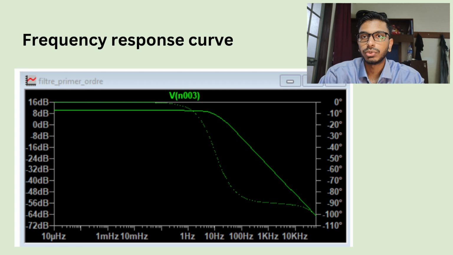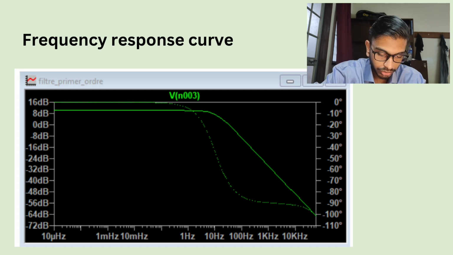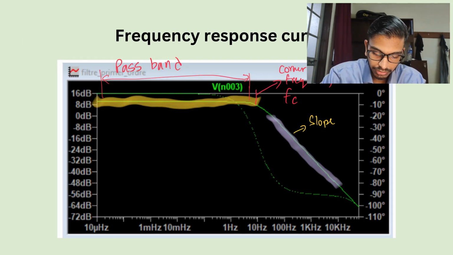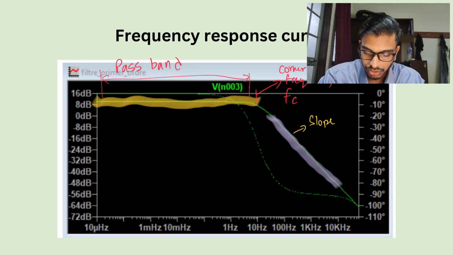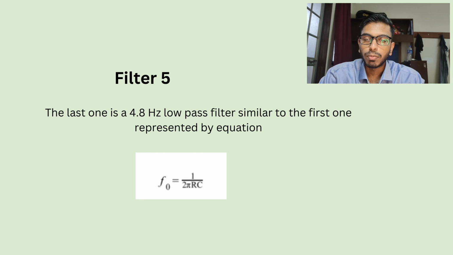Now let's have a look at the frequency response curve. The frequency response curve of this filter is from a simulation software. Here we have the pass band. Here we have the corner frequency, Fc, and here is the slope. The last filter is a 4.8 Hz low pass filter, similar to the first one, represented by this equation, F0 equals 1 over 2 pi RC.